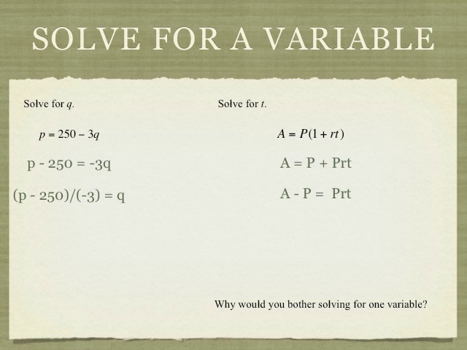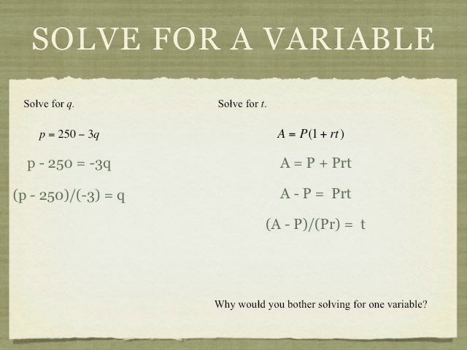So we're getting closer. Now the pr that's in front of t is the only thing keeping it from being by itself. So I divide by pr. Since it's being multiplied, I have to divide to get rid of it. So I have a minus p divided by pr, and I've solved for t.